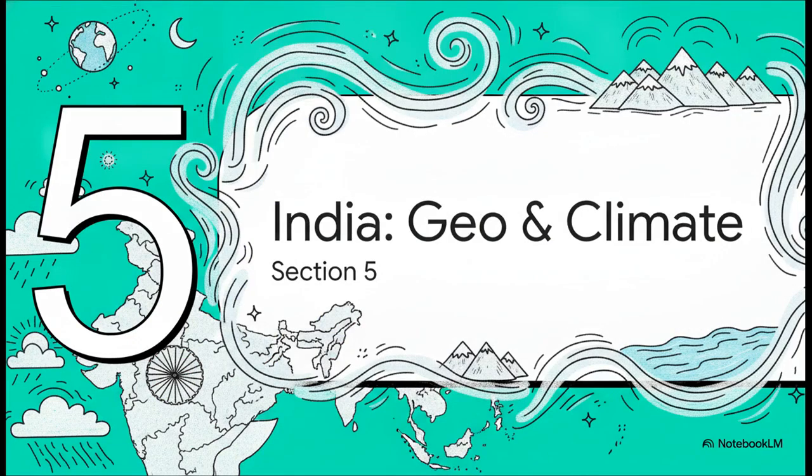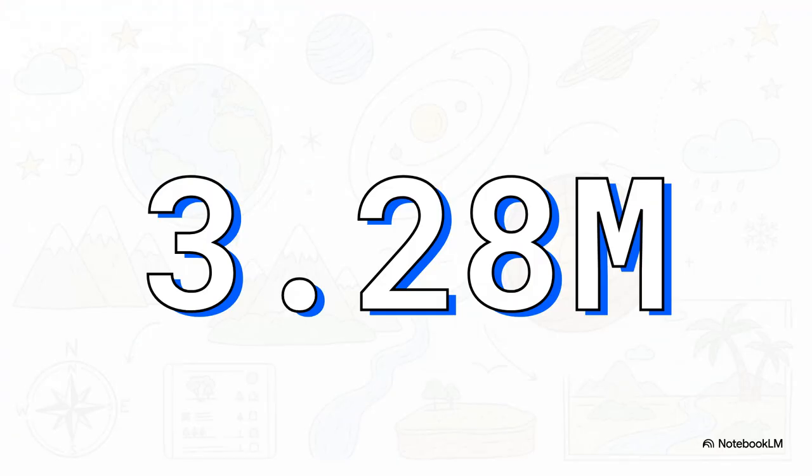Finally, we reach Section 5, India's geography and climate. We are zooming all the way down from deep space to focus on the unique geography of our specific target country. 3.28 million. That is the total area of India in square kilometers. It's a massive peninsula surrounded by water on three sides. You've got the Arabian Sea on the west, the Bay of Bengal on the east, and the Indian Ocean down to the south. This is a foundational, highly testable statistic that you absolutely need to have locked in your memory for sure.